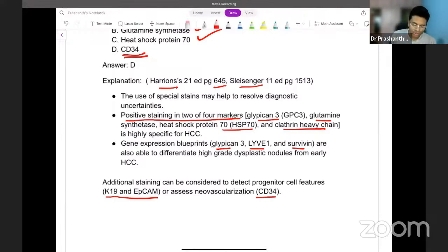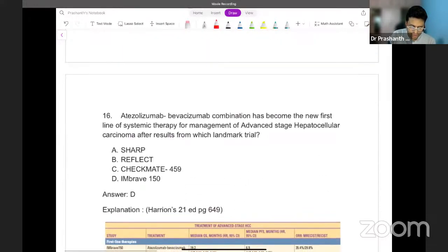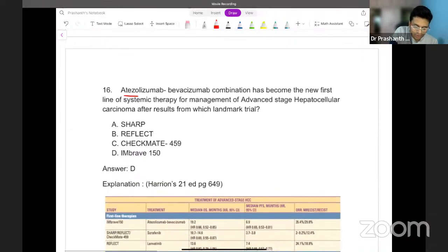Okay, so let's go to the next question. 16th question. Atezolizumab bevacizumab combination has recently become the new first-line systemic therapy for advanced hepatocellular carcinoma. It is a result of which landmark trial?